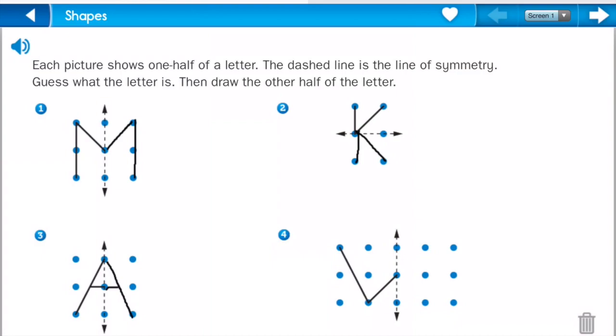All right, 4. Looks to me like this little line goes down to this dot, and then the other line goes straight up to make the letter W. So if I were to fold all of these letters on that line of symmetry in the middle, they would match up and they would be the same. All right, let's go on to the next screen to see what we have.